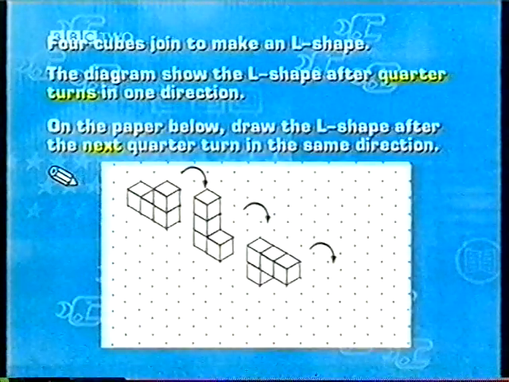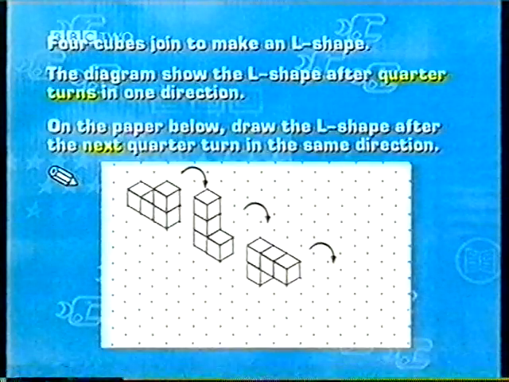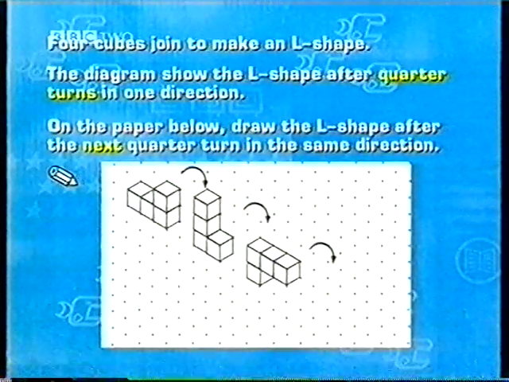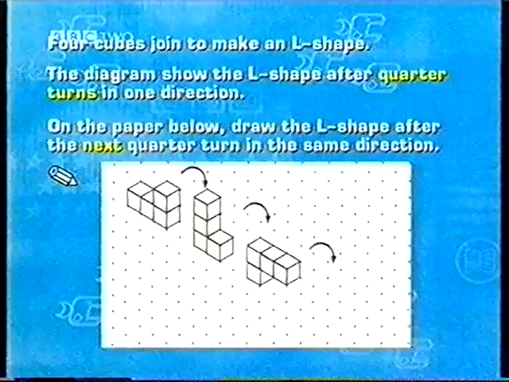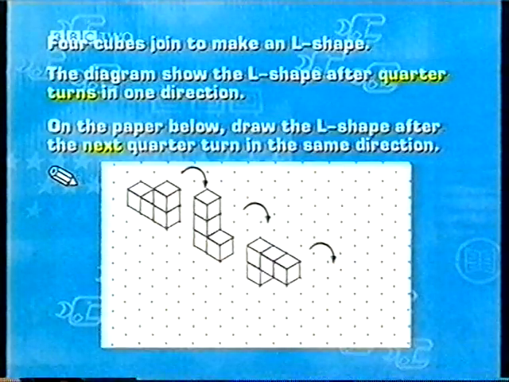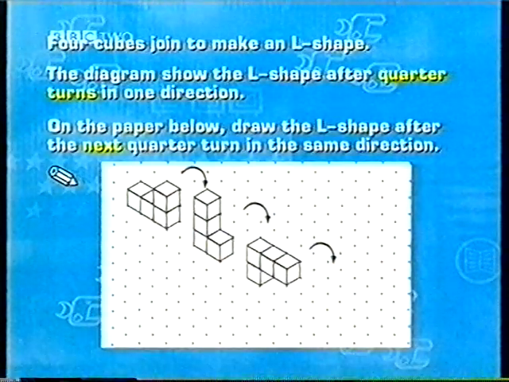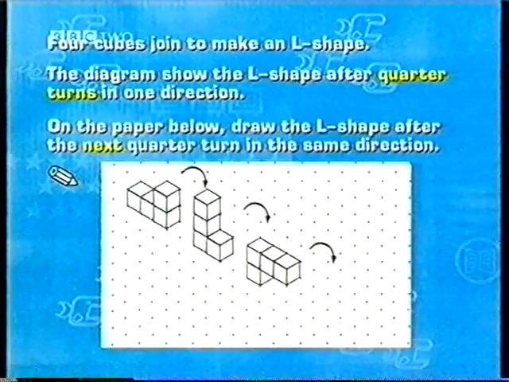Four cubes join to make an L shape. The diagram shows the L shape after quarter turns in one direction. On your piece of paper, draw the L shape after the next quarter turn in the same direction.